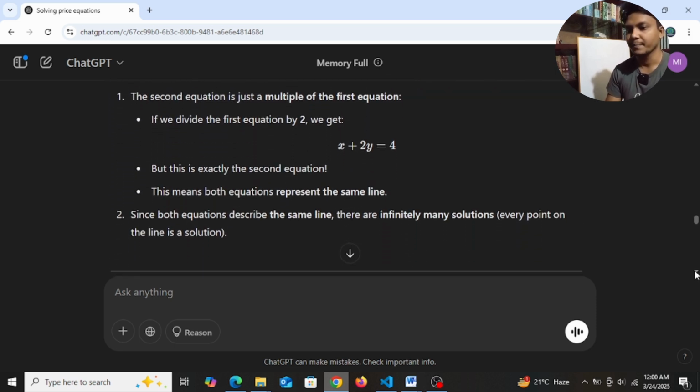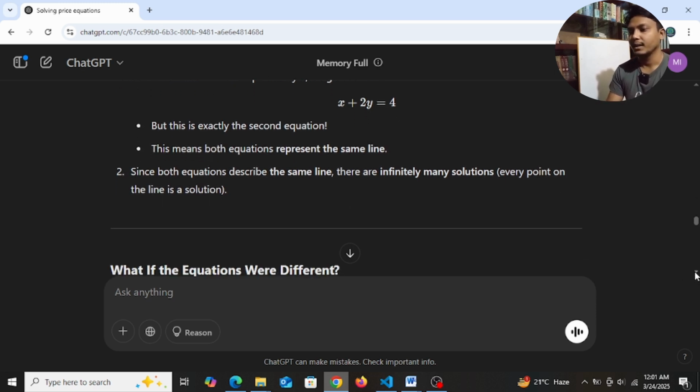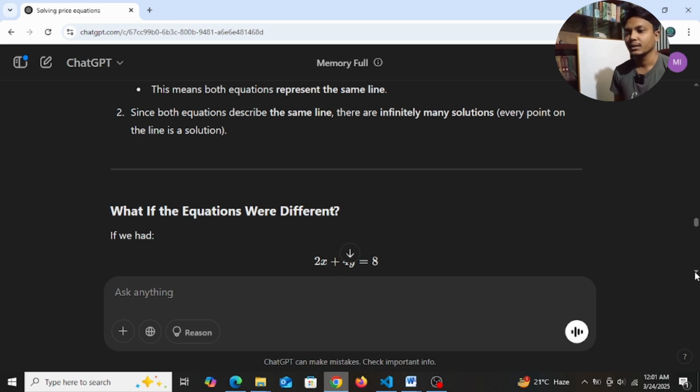What does this mean? The second equation is just a multiple of the first equation. Okay, so if you multiply the first equation by 2, we get this one, but this is exactly the second equation. This means both equations represent the same line. Since both equations describe the same line, there are infinitely many solutions.